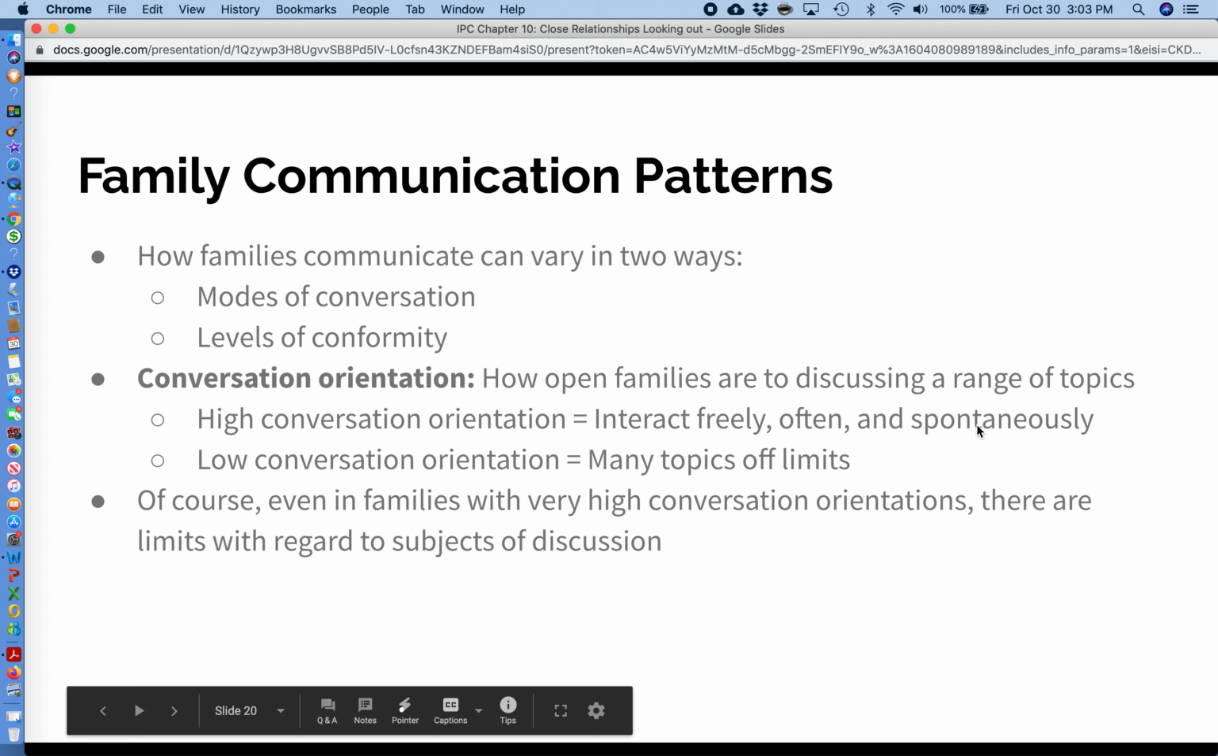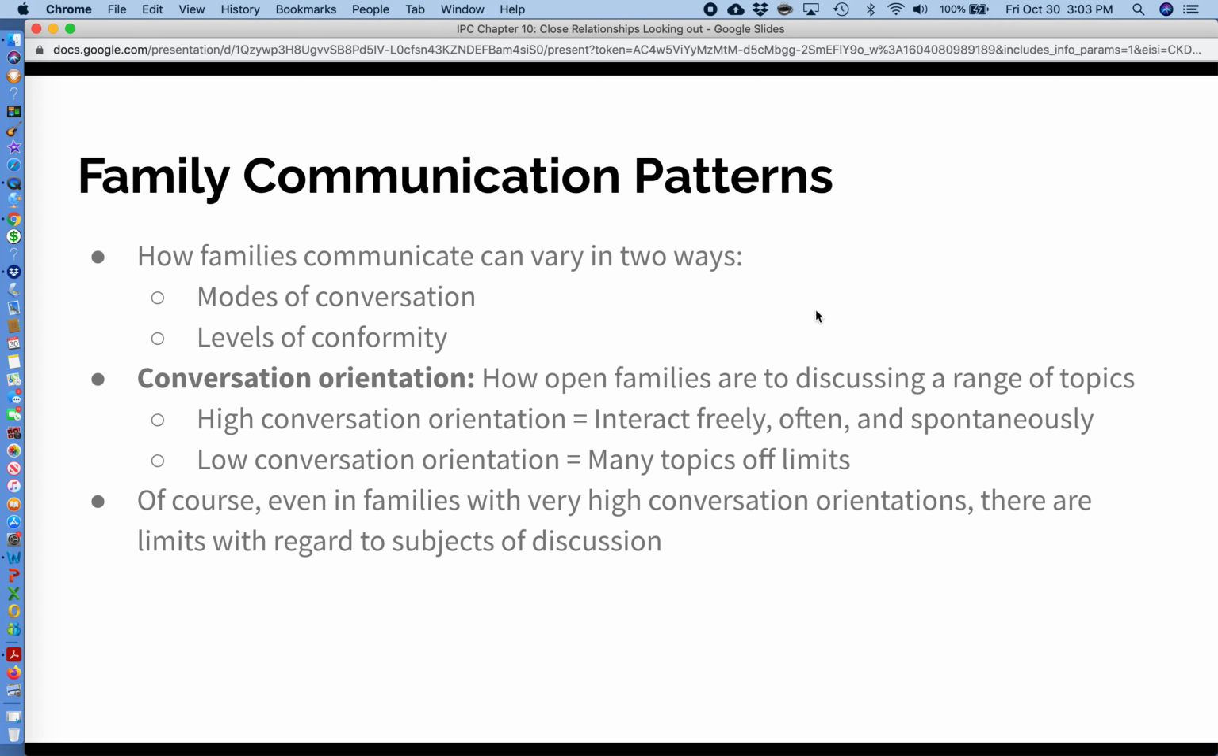Now, families communicate in a couple ways. When we talk about family communication, we talk about modes of conversation and levels of conformity. When we're talking about modes of conversation, one of the things that we take into account is what's called conversation orientation. And this is how open families are to discussing a range of topics.